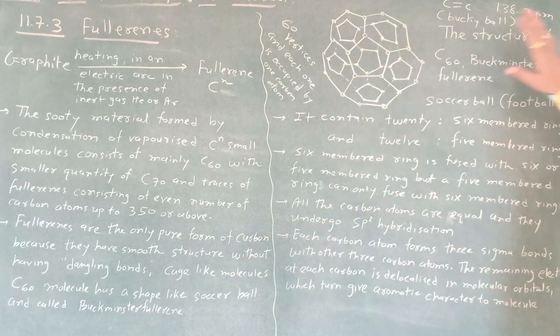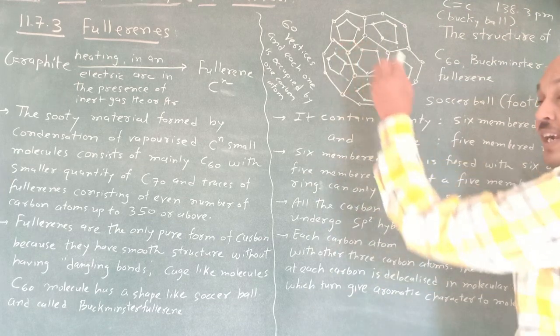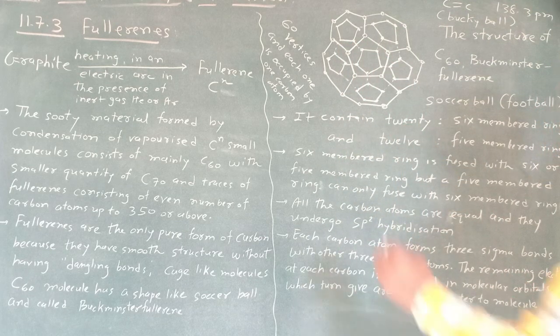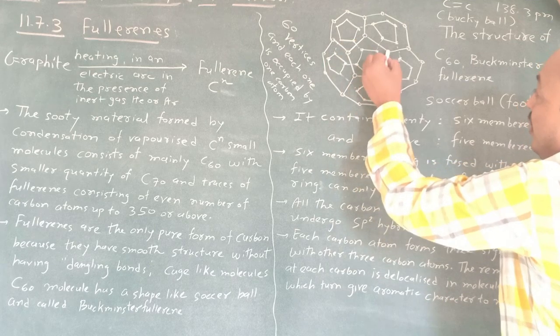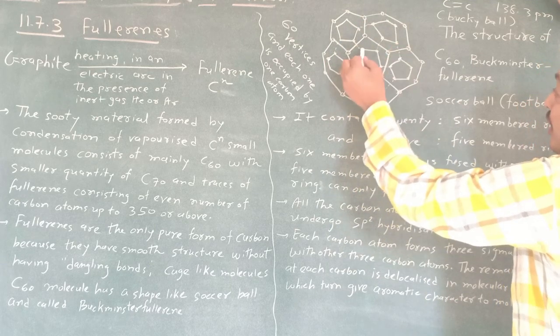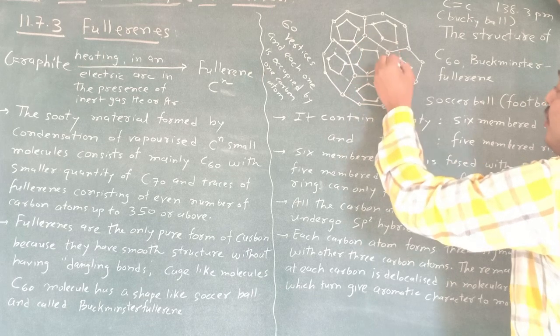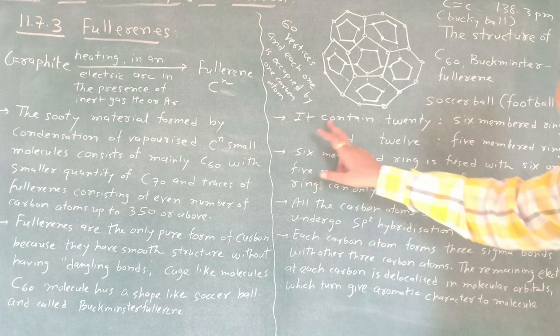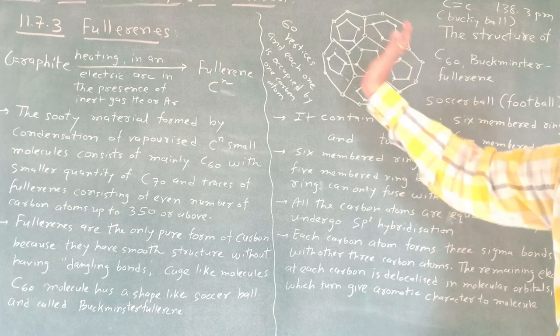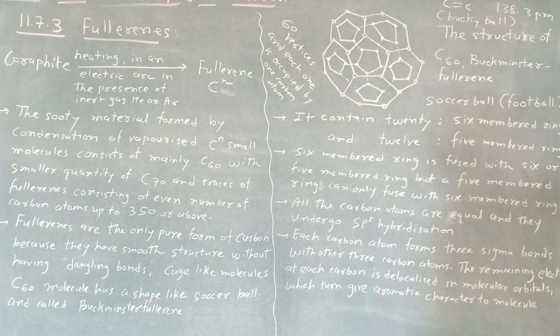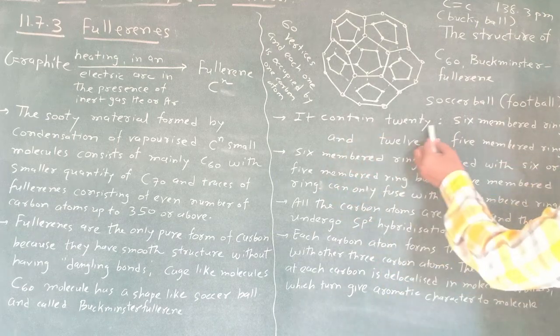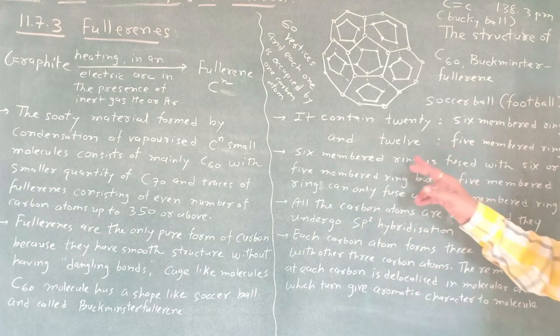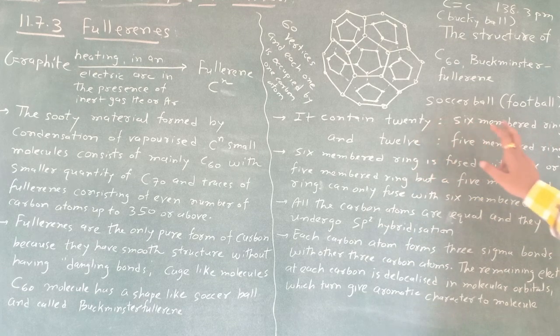Okay, so this is the structure of fullerene. Here pentagonal and hexagonal rings are present. Just you see, this is pentagonal and this is hexagonal. So a pentagon is surrounded by 1, 2, 3, 4, 5. It contains 20 six-member rings because of the compact structure, just like a football. So it contains 20 six-member rings and 12 five-member rings. Remember, 20 six-member rings and 12 five-member rings.